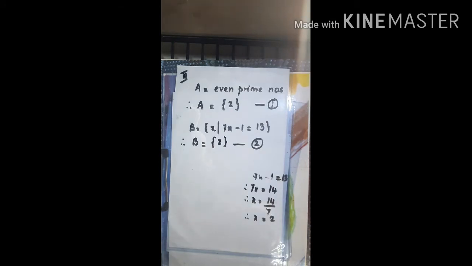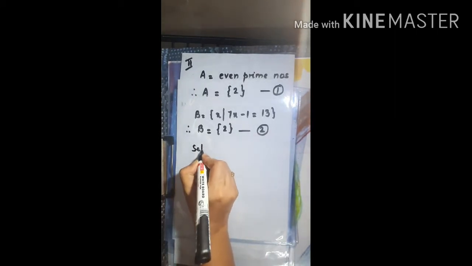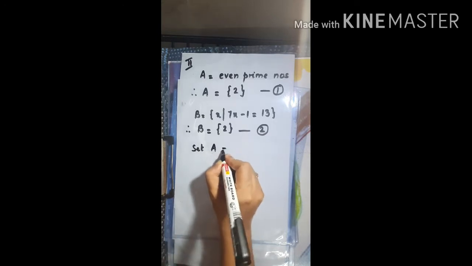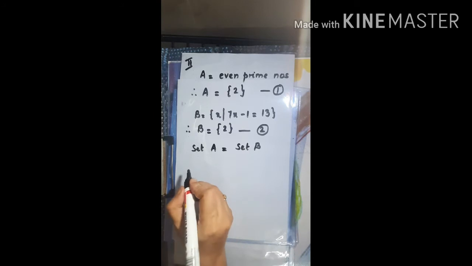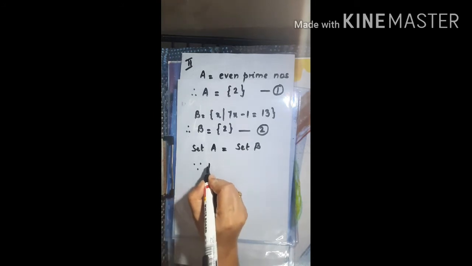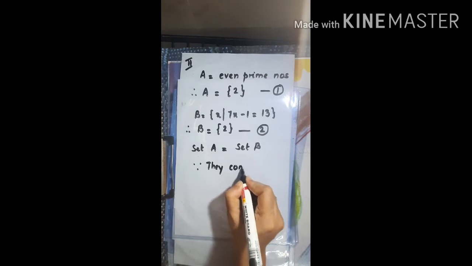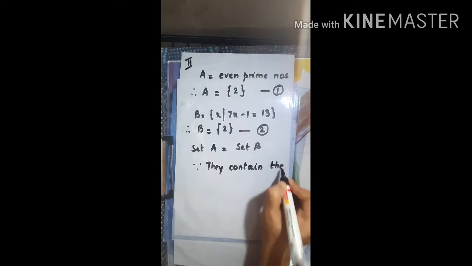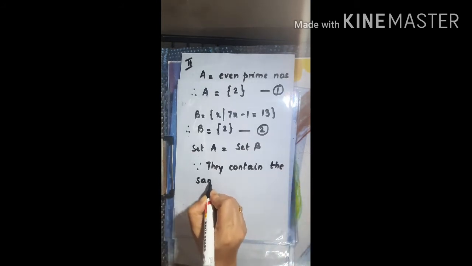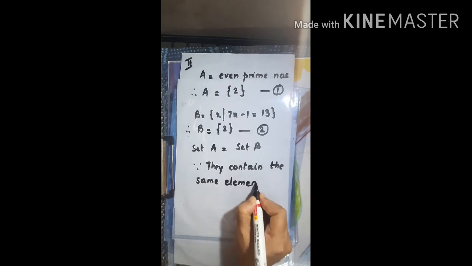Now, are these sets equal? So we have to say set A is equal to set B, since they contain the same elements.